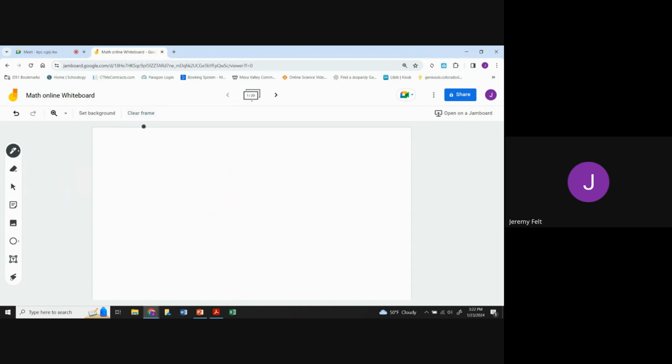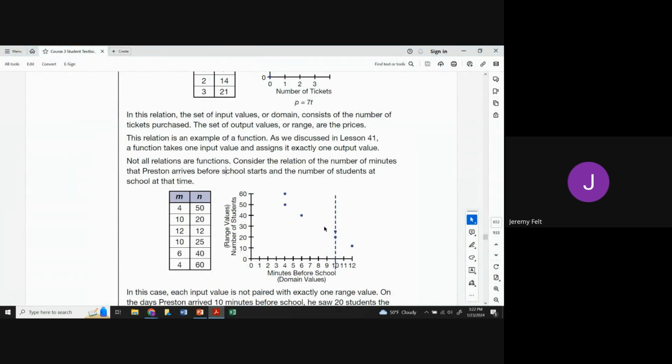But if we have something like this shape, okay, we have this shape of a graph, is it a function? Well, does it pass the vertical line test? No, because it crosses more than one point. So the vertical line test is the easiest way if we're given a graph to see if it is a function.